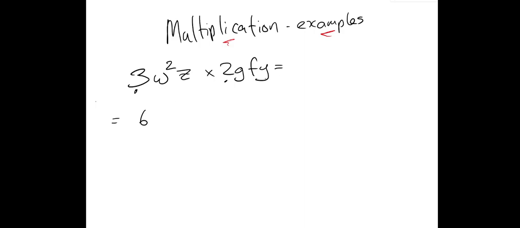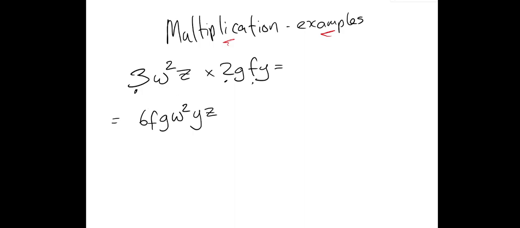And then are any of these variables the same? No. Well, we're just going to combine them, and we're going to combine them in alphabetical order. So the F is there, it's done. The G is there, and then I guess the W would go there, and then the Y, and then the Z would go there, and we're done.